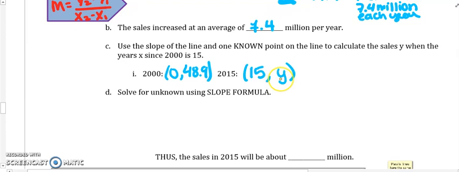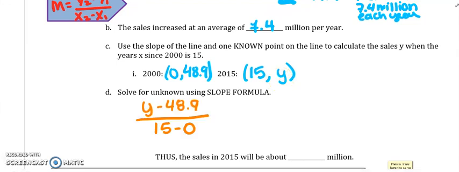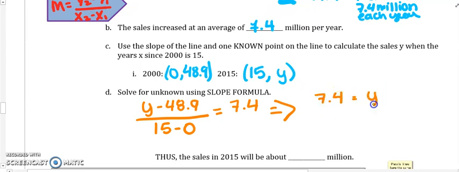I want you to use this to set up the slope formula: y2 minus y1 over x2 minus x1. And I have a variable, so I can't simplify, but remember we do know what the slope is equal to. It's equal to 7.4 million per year. So that helps us. I'm going to write it on this side. So we know this, and we can solve for y.